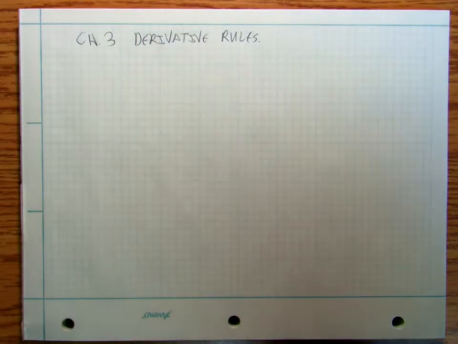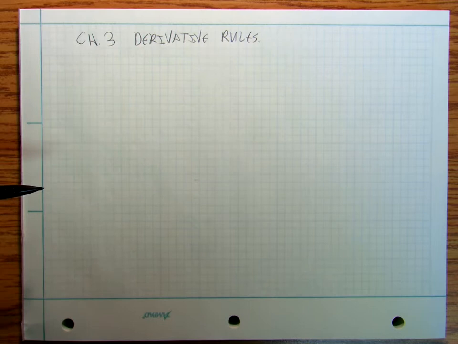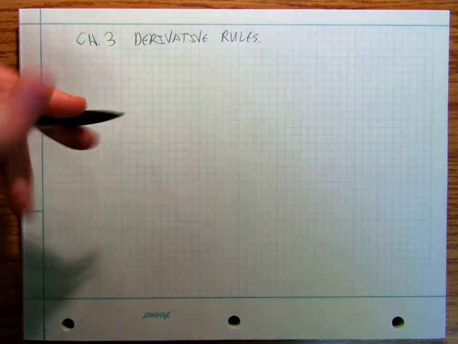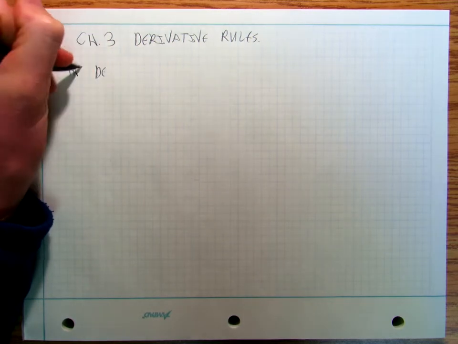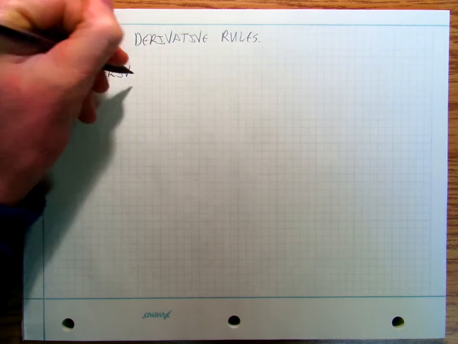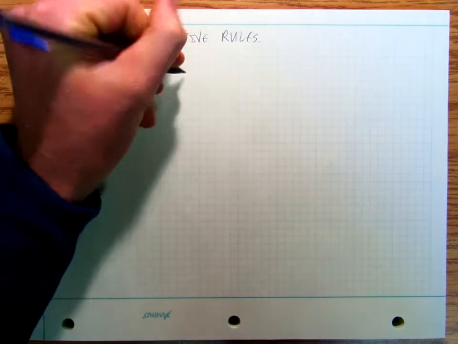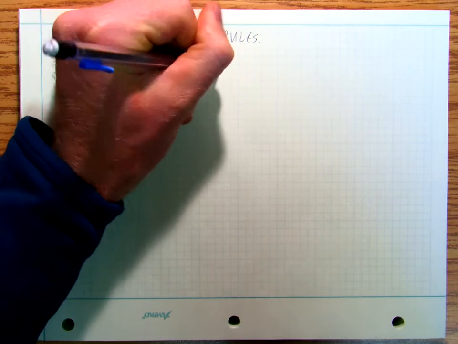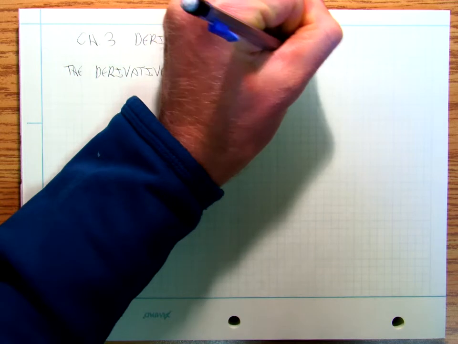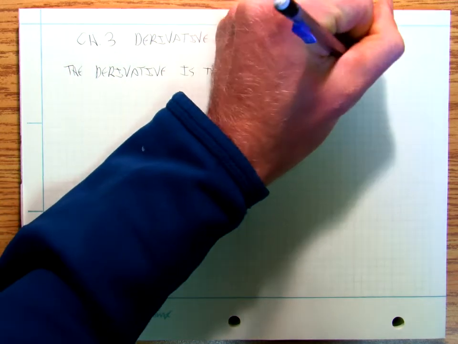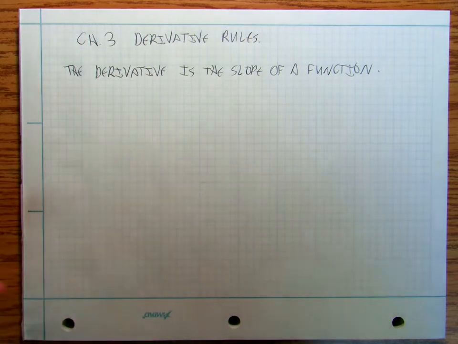Okay, so now we're on to chapter 3, and chapter 2 was really about understanding the conceptual basis behind the derivative and understanding what the derivative is. And so once more, I just want to keep saying that the derivative is the slope of a function. Okay, so I just want to get that out there, and we understood that conceptually, and hopefully you guys have gotten that.